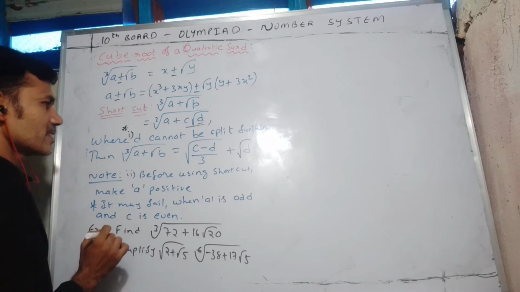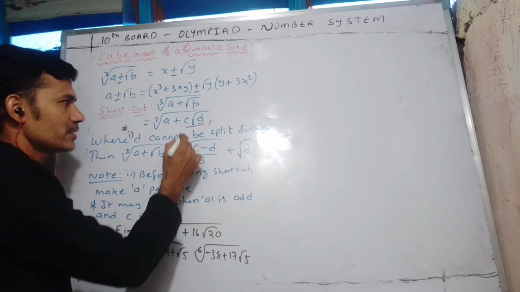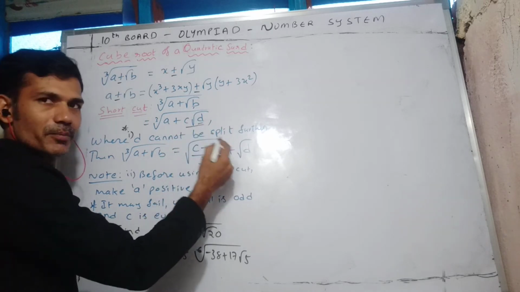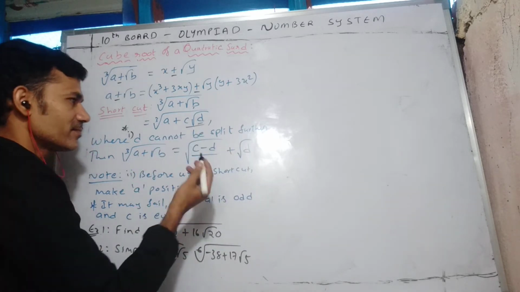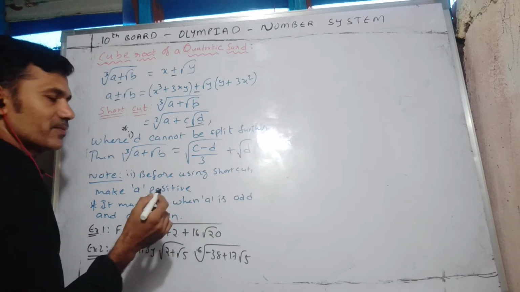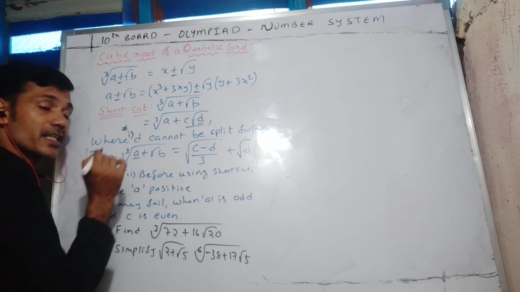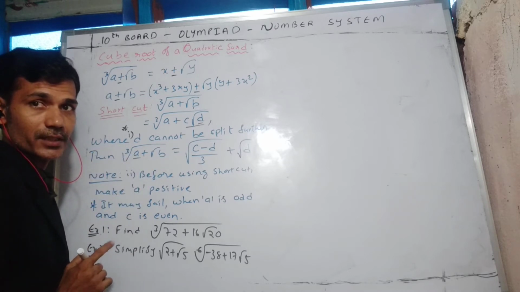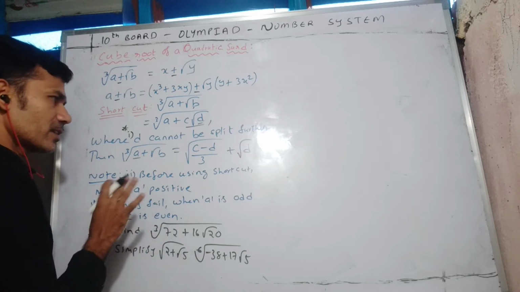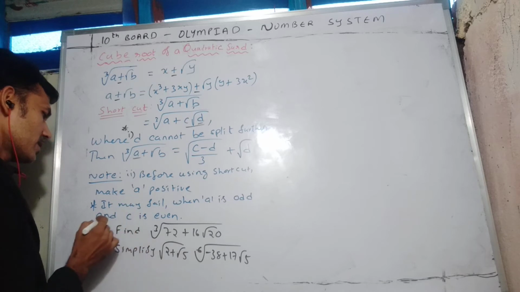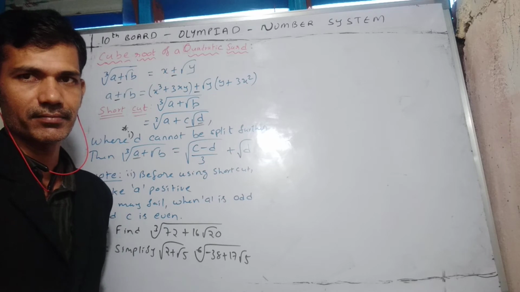Next, the cube root of a plus c root d will be the cube root of the square root of c minus d upon 3, plus root d. Simple. Before using this shortcut, we should ensure that a is positive. That is the second condition. And this shortcut will not work always. It may fail when a is odd and c is even. Better to check your answer.